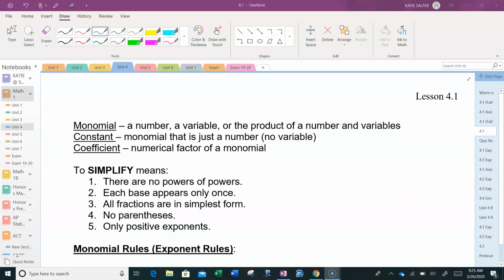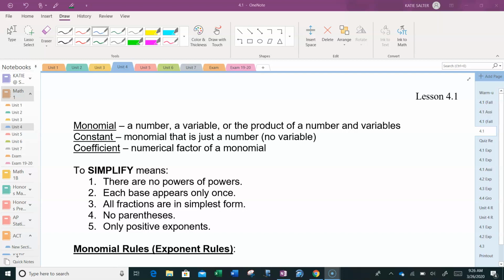All right, so just a little review of some terminology. First of all, a monomial. A monomial is a number, a variable, or the product of a number and variables. And that's what we're going to be working with over the next few days, multiplying and dividing monomials. A constant is a monomial that is just a number, no variable. And a coefficient is the numerical factor of a monomial.